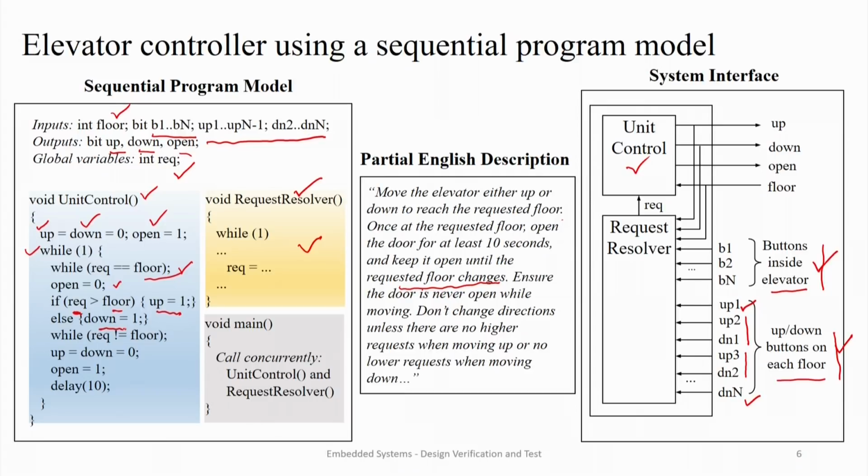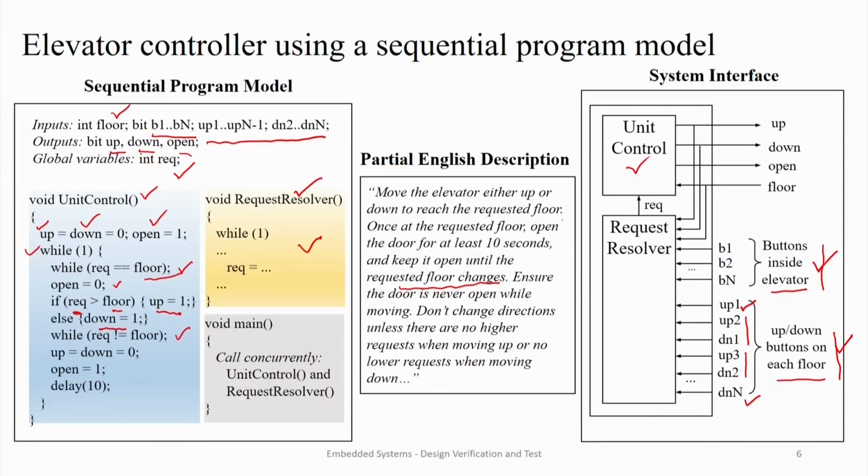So, rec is not equal to floor, that is known. If now rec is greater than floor, it is going to move up. If rec is less than floor, it is going to move down. Now, after that, while the lift has not reached the requested floor, unit control will wait. So, it will wait in a loop, this while loop, until the elevator has reached the requested floor.